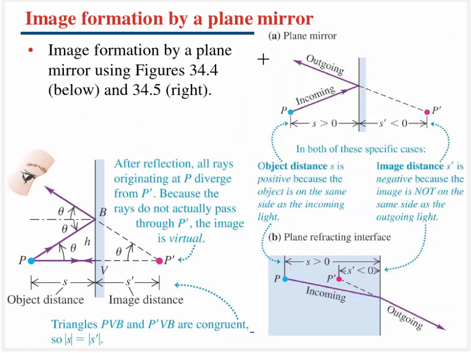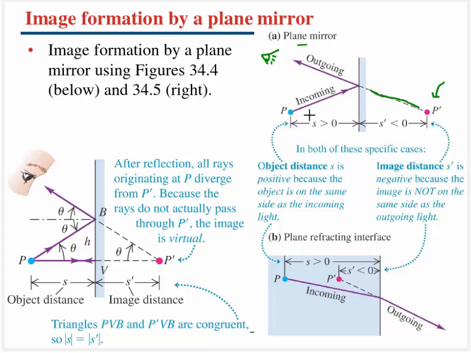So let's come back to our point source and talk about just the plane mirror. Again, we're going to have our eyeball right here, and we're only looking at the one single ray that this eyeball is going to see. And again, that person is going to think that there's an image right over here.